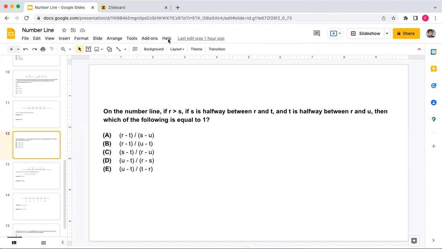I'll give you one clue: this R minus T is not the distance between R and T, but the difference between the value of R and the value of T. That could be negative. For example, if this is R and this is T, R minus T is positive. But if this is R and this is T, R minus T is negative, right? Now try to solve this question. No, B is not the answer.